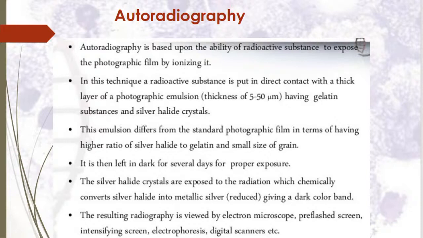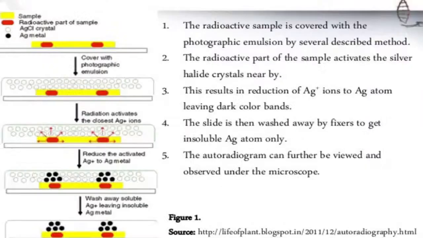In this technique, radioactive substances are put in direct contact with a thick layer of photographic emulsion and need an exposure of around some minutes. As an effect, we have identification of silver on the surface. Silver halide crystals are exposed to the radiation, which chemically converts silver halide into metallic silver, giving a dark color band. And the result can be viewed by electrophoresis and digital scanning.